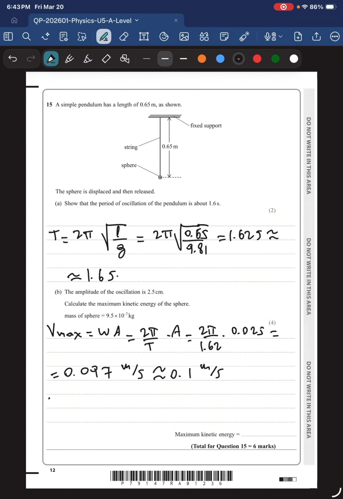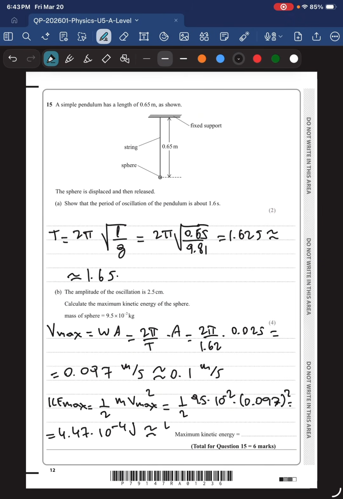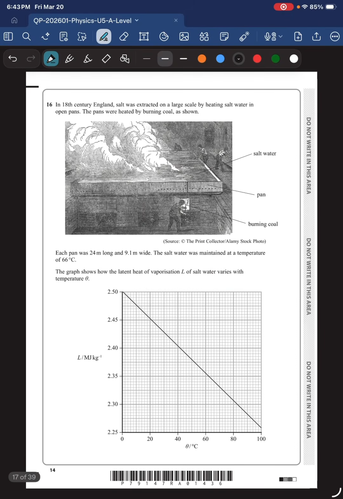Okay. Now the kinetic energy max is 1/2 m v max squared, and they give us the mass. So we plug in 1/2 times 9.5 times 10 to the negative 2 times 0.097 squared, which yields 4.47 times 10 to the minus 4 joules, or about 4.5 times 10 to the negative 4 joules, which is the answer. Okay, this was question 15. It was a quick one.